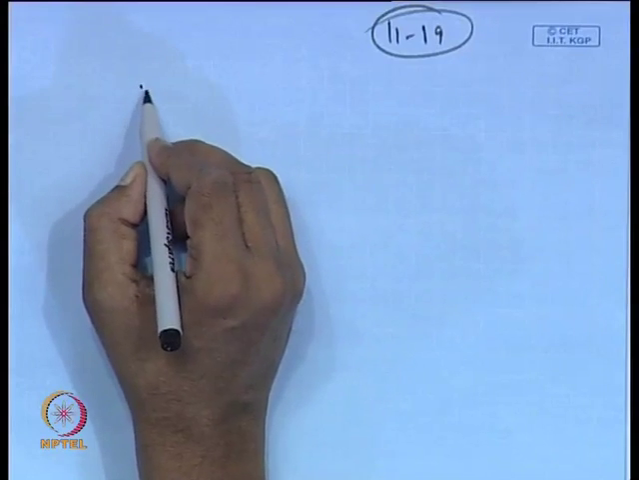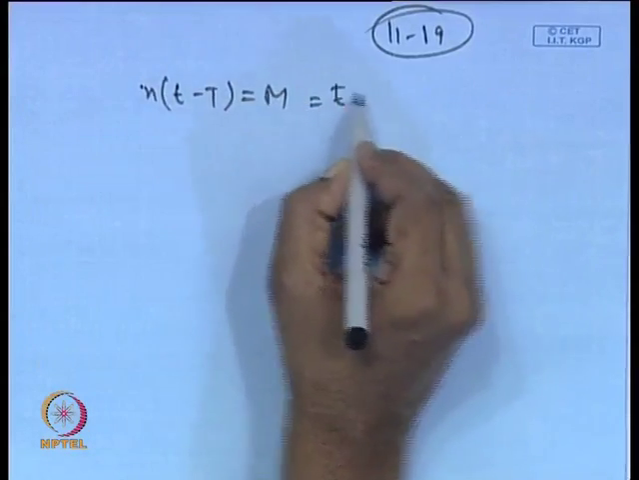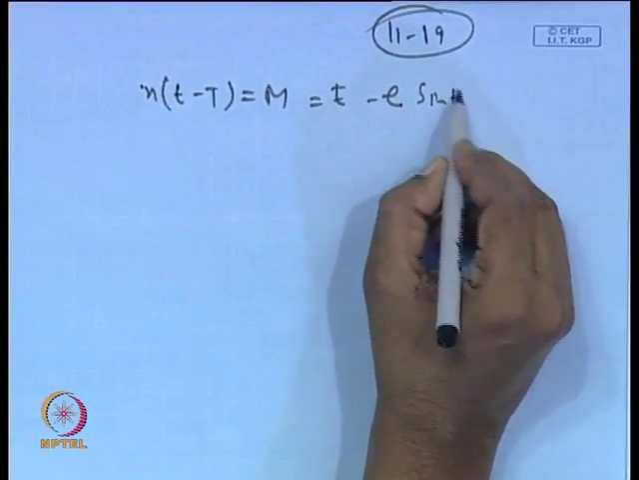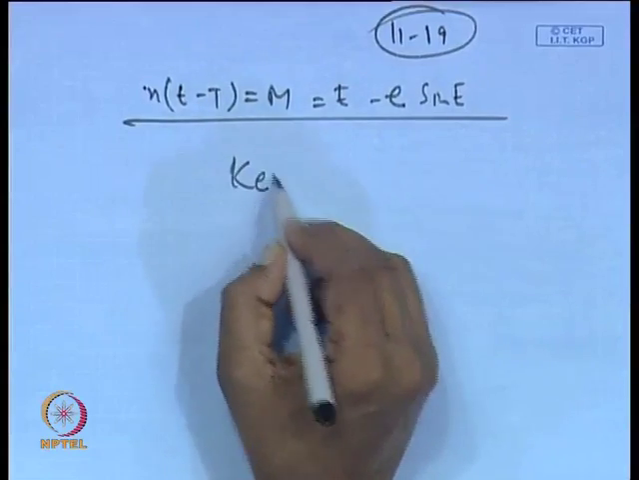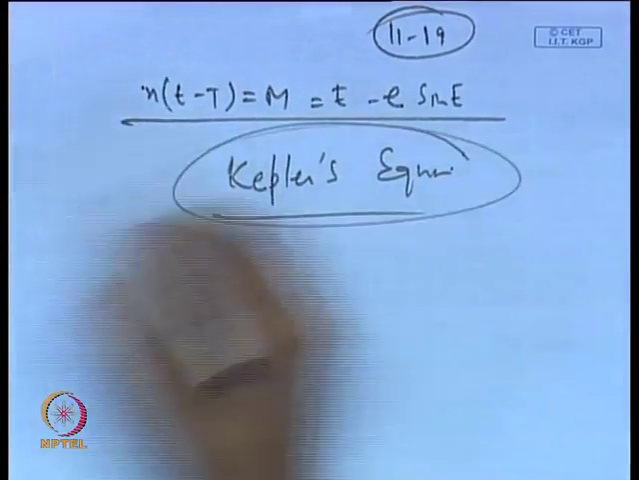Okay. So, what we got ultimately was the equation n times (t minus tau) is equal to M is equal to E minus e sin E, and this is what is called Kepler's equation. Okay. So, in the next lecture we will cover it a little bit more, but as a whole this topic is complete. I will describe a little bit in the next lecture about the Kepler's problem. Okay. Thank you very much.